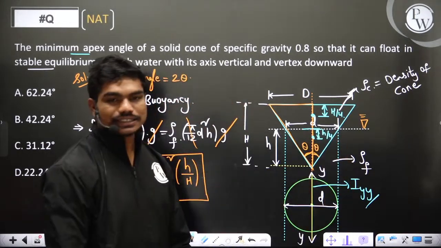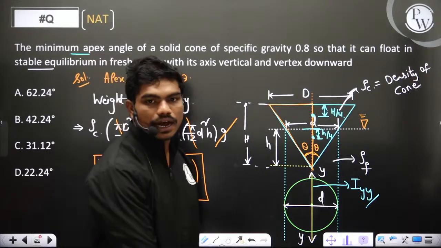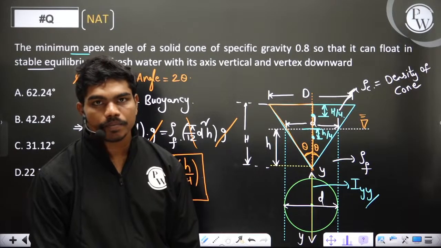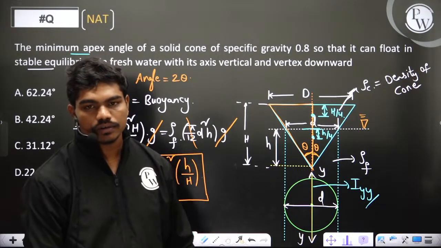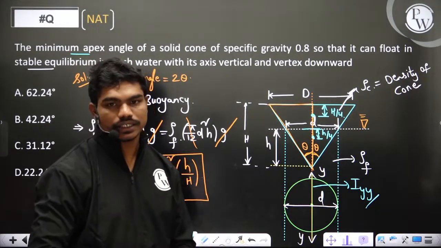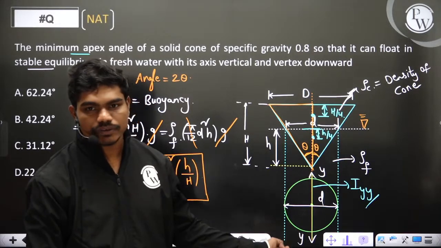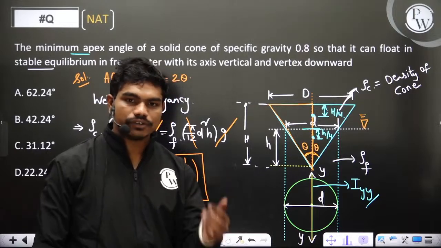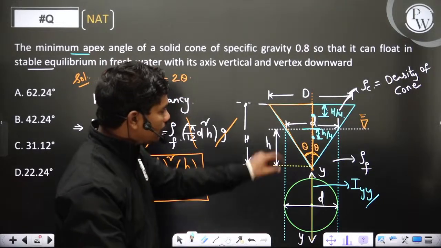Okay, because that's the submerged portion. Now the main thing is, it's h by 4, h by 4 from the base of the cone. It's not h by 3, it's not a triangle, it's a cone actually. If you do the integration, we'll get h by 4. h by 3 is for a triangle, h by 4 is actually for the cone. Clear?